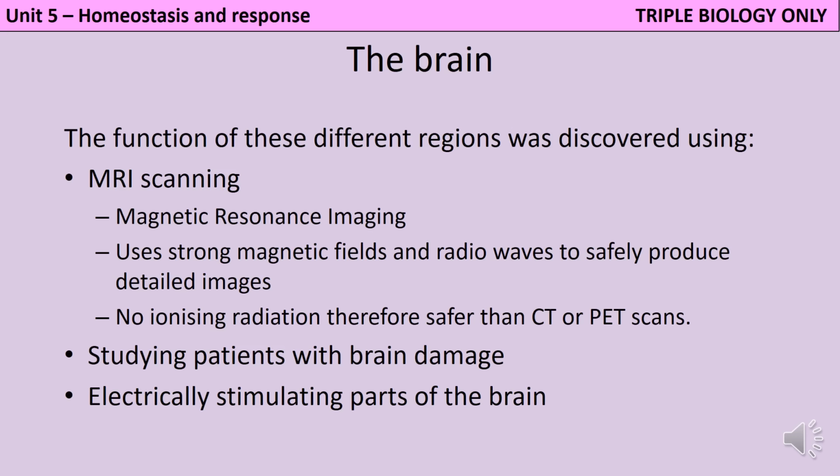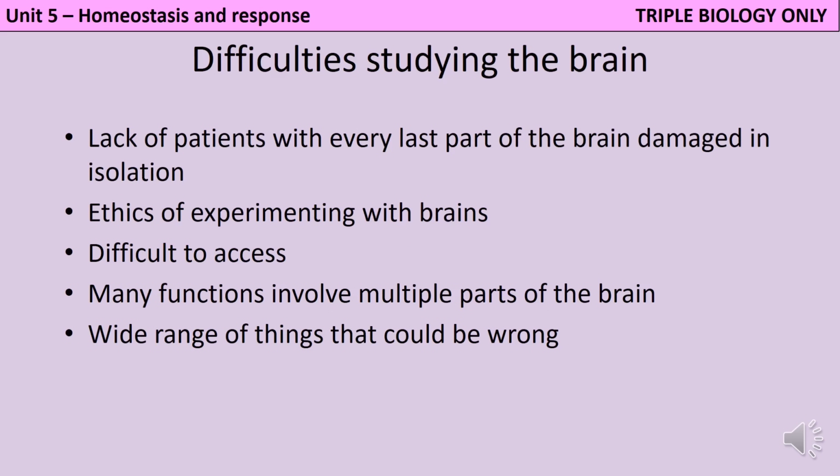Scientists have worked out what different regions of the brain do by using MRI scanning, studying patients with brain damage, or electrically stimulating parts of the brain. However, there are many challenges in studying brain function. While patients with brain damage have allowed us to draw many conclusions, a lot of people don't have damage to just one isolated area, and this makes it difficult to identify which region is responsible for a particular symptom.